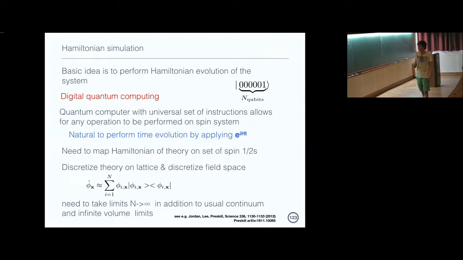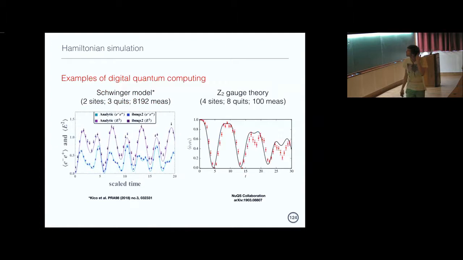Let me show you some examples of what's been done there. There's probably more, but these are just two things I either knew or quickly found. Both of them have real-time evolution also. Shown on the left is a Schwinger model on two sites. Essentially, this is exactly two fermions that you're simulating, so you can do some real-time dynamics. For this you needed 3 qubits.